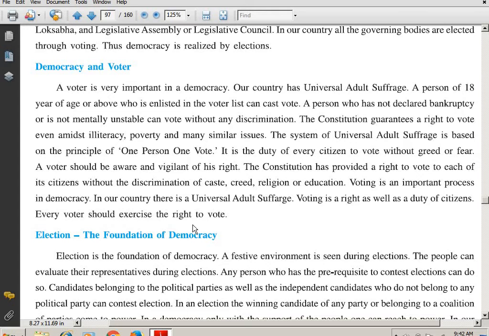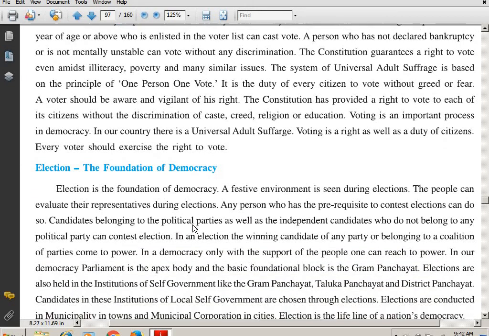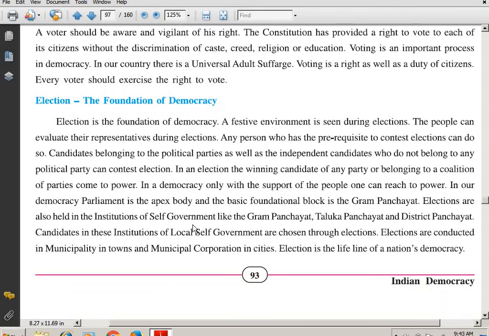So voting is an important process in democracy, and in our country there is universal adult suffrage, that is, a person who is above 18 has the right to vote. Voting is a right as well as a duty of the citizens. Every voter should exercise the right to vote. Okay, students, every person has the right, and without any fear, the person has to vote.